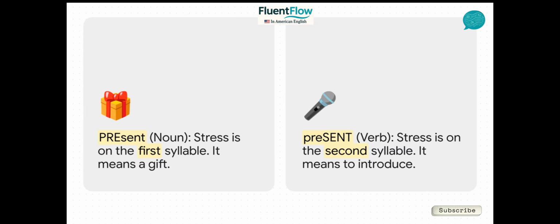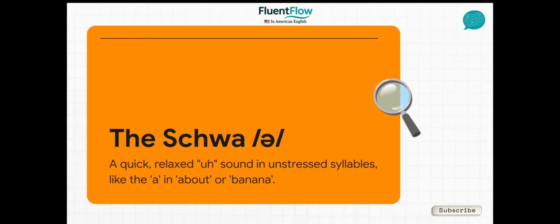And this is the perfect example of that. Take the word present. Same letters, right? But if I say present with the stress on the first syllable, I'm talking about a gift. But if I say, I'm going to present my work with the stress on the second syllable, now it's a verb. It means I'm going to introduce something. See that? Just by moving the beat, we change the whole meaning. This is why getting a handle on word stress is a total game changer. Okay, so how do we actually create that natural rhythm? Well, a huge part of it comes down to this one little sound called the schwa.